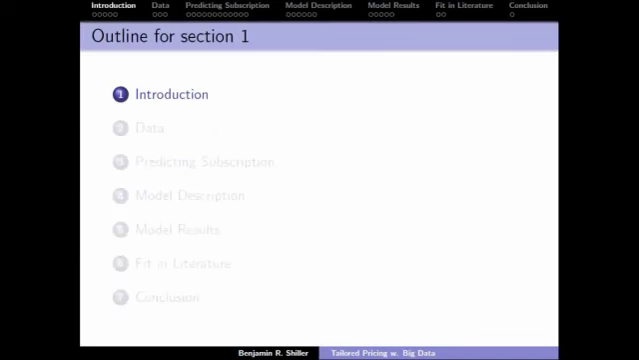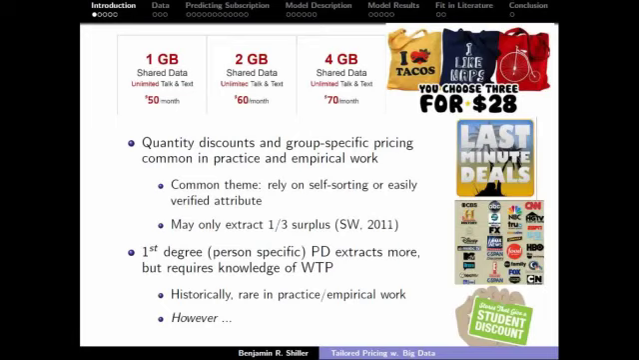Okay, so let me start by presenting this first slide. On this slide, I have pictures of a number of different types of price discrimination that you probably are familiar with from your daily life. These different types of price discrimination have something in common, and that is that they have one or the other of two characteristics. The first characteristic is that many of them rely on self-sorting.